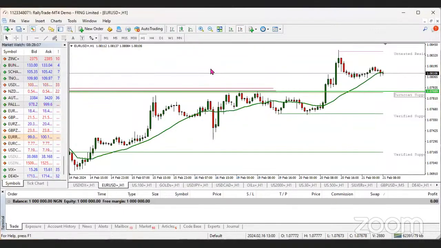It's not as if there is some major news or economic improvement in the eurozone, but it is doing better than the dollar. Still, we can see yesterday this instrument got to this untested resistance. And you all know that from an untested resistance, you should be looking for a sell position, which is what we saw.